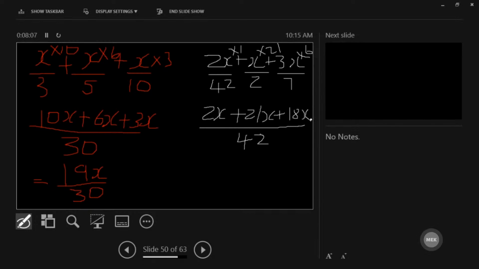So now we're going to add the numerators. We now have 2x plus 21x, which is 23x, plus 18x. I believe that is 41x. Double check that for me and let me know. So 41x over 42. Excuse me, miss. So 39, right? 41x over 42.